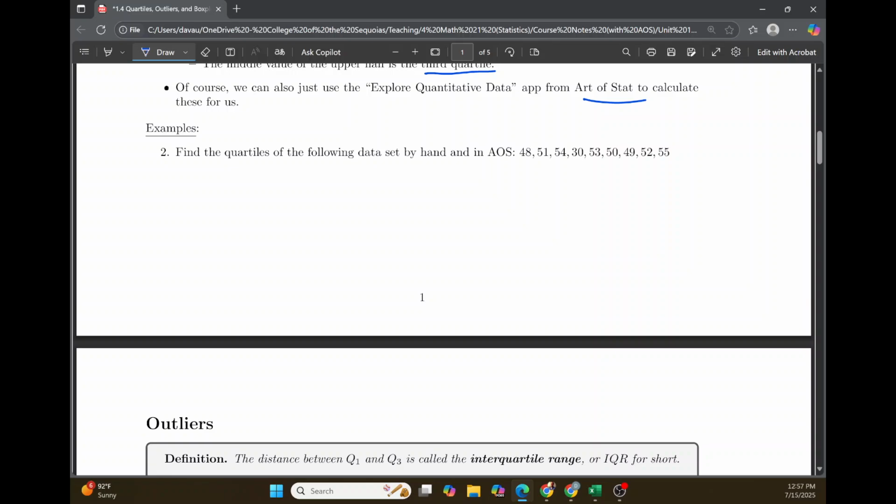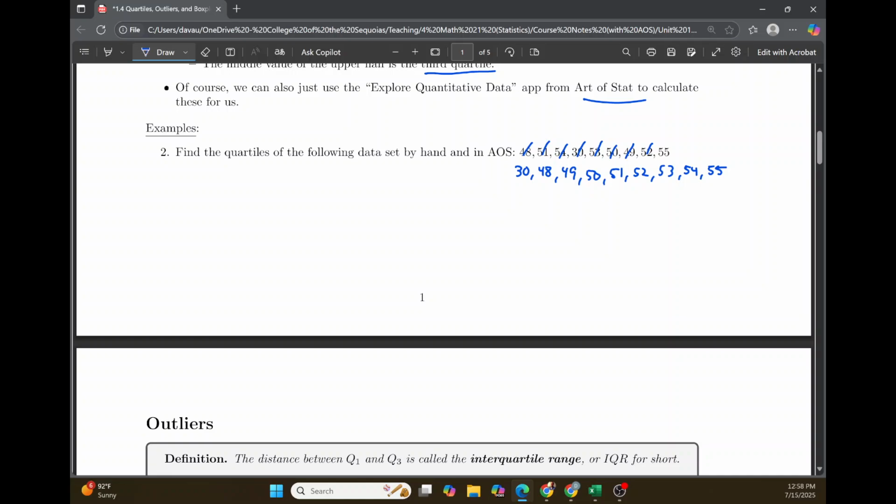I think that the smallest value I see is 30, so that should come first. I'm going to scratch these off as I go. So 30, and then it looks like 48, 49, 50, 51, 52, 53, 54, and 55. Okay, so here's our list now in order from smallest to largest.